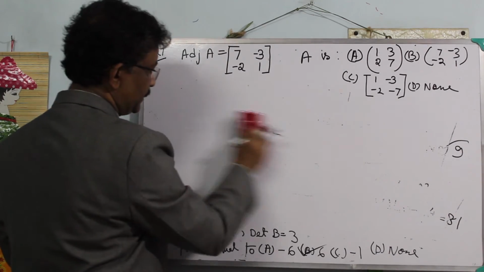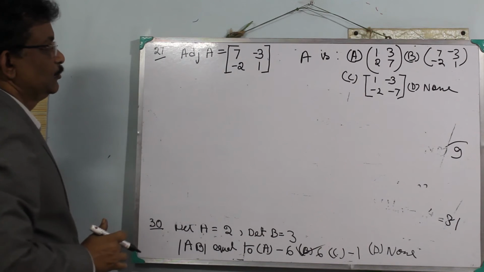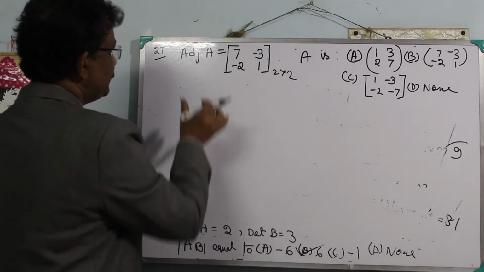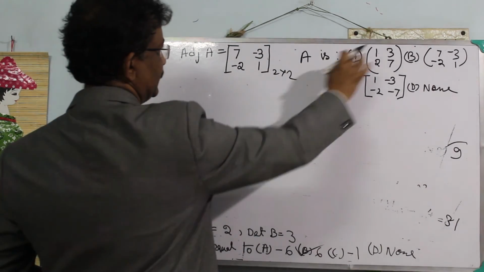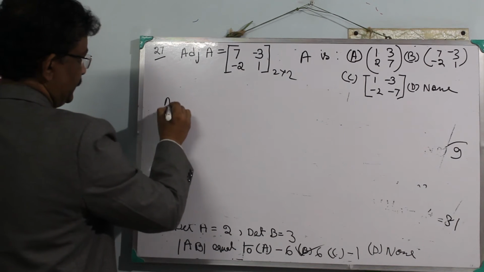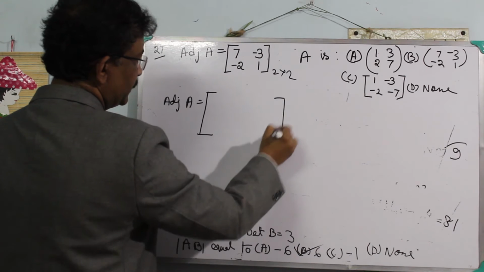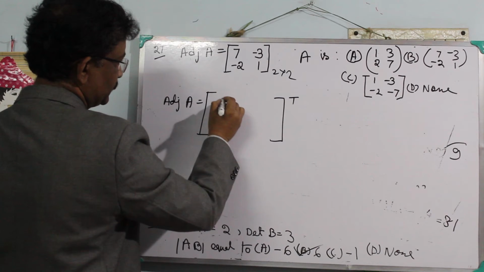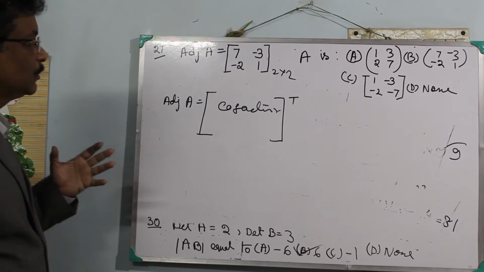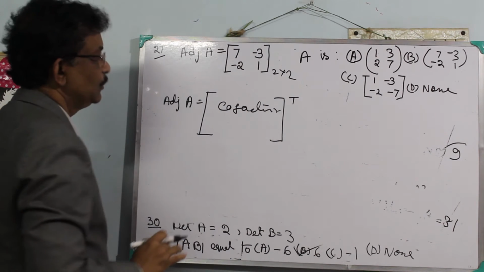Now this is also a very good problem. Adjoint A is given, a 2 by 2 matrix. If adjoint A is this, what is A, out of these 4 options? So apply your mind, what is adjoint A? Adjoint A is the transpose of the matrix of cofactors. So adjoint is the transpose of the cofactors.